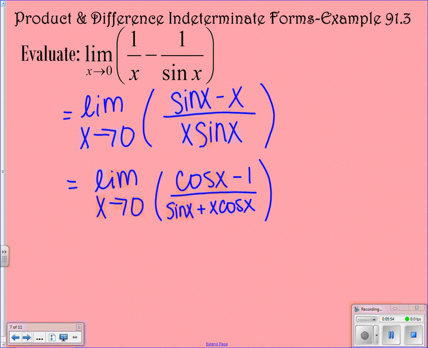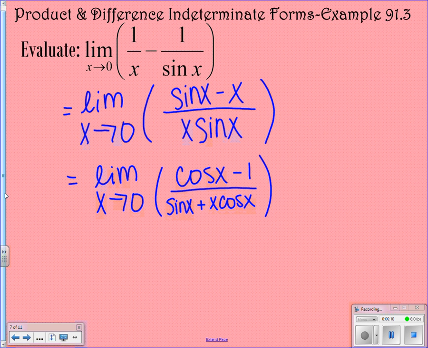And so now let's plug in our 0. Cosine of 0 is 1, minus 1 is 0. Sine of 0 is 0, and then plus a 0. Well, that is, again, indeterminate. What do we do if we get indeterminate? That's right, we take the derivative of our functions again.